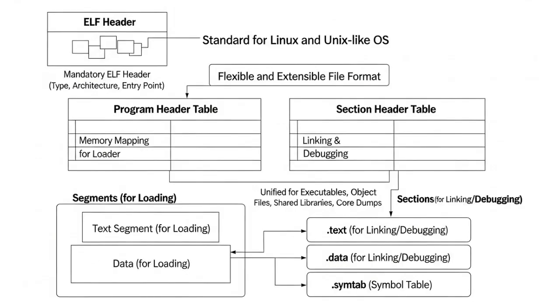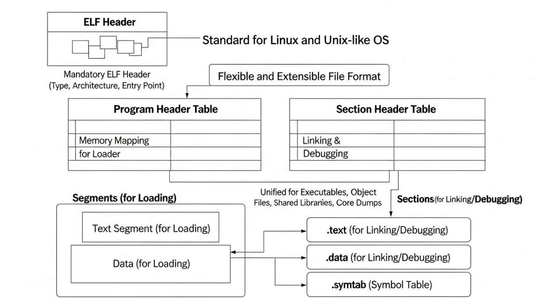In the world of Linux and other Unix-like operating systems, the Executable and Linkable Format, or ELF, reigns supreme. ELF is a flexible, extensible file format designed to be portable across different architectures and operating systems. Unlike PE, ELF provides a unified format for executables, relocatable object files, shared libraries, and core dumps. An ELF file begins with a mandatory ELF header, which contains fundamental information about the file itself, such as its type, machine architecture, and entry point.